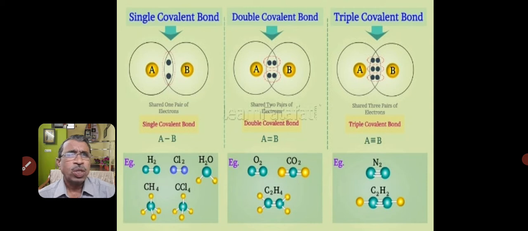This slide shows between the two atoms how a single bond, double bond and a triple bond results. I have shown the diagram of hydrogen molecule, chlorine, H2O, CH4, CCl4 where between the two atoms you have a single bond. Then we have carbon dioxide, oxygen, ethene, where between the two atoms we have a double bond. And in the case of nitrogen and ethyne, between the two atoms we come across the triple bond. And what would be the structure of these molecules?